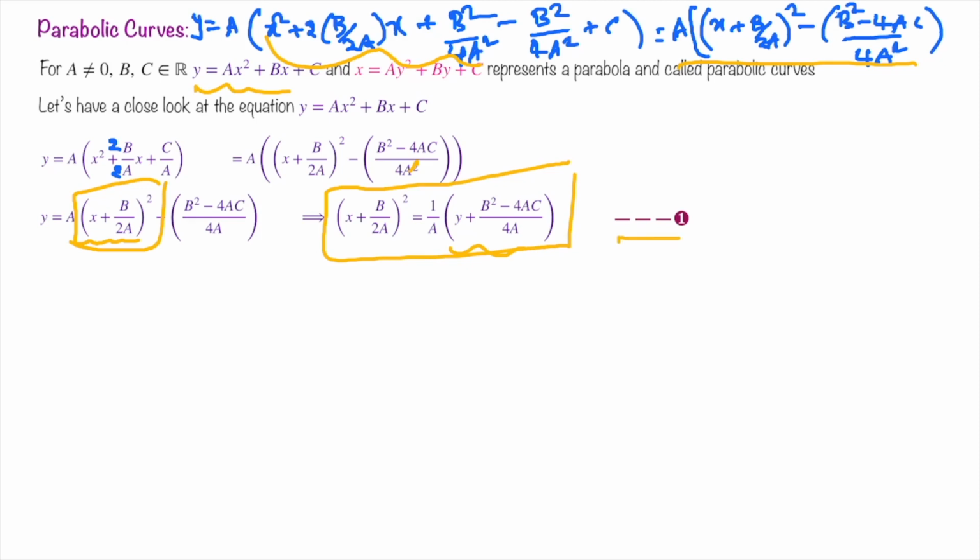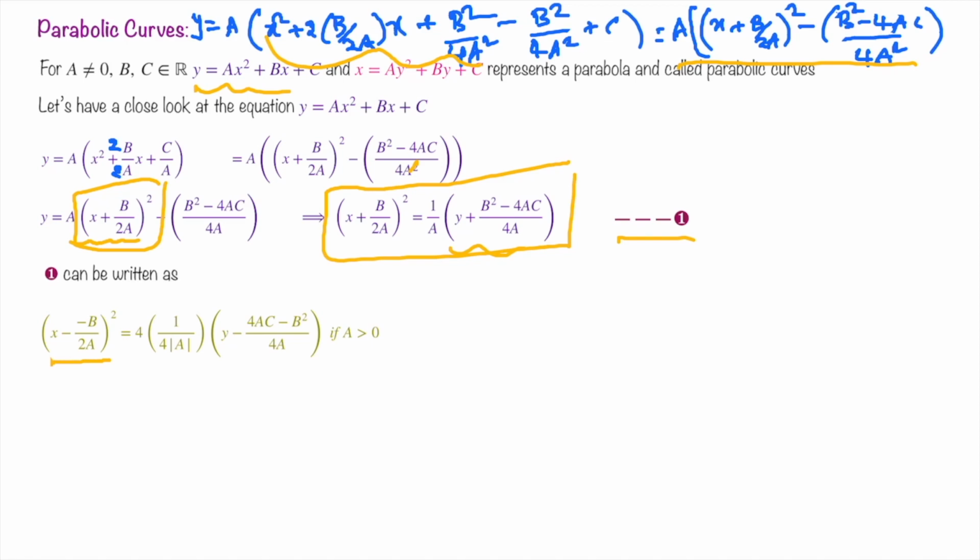Let me call it 1. So this 1 can be written as x minus of minus b by 2a. I am writing the plus b by 2a as minus of minus b by 2a, so x minus of minus b by 2a whole square equal to 4 times 1 by 4 mod a. Here a is positive, so I am replacing a with mod a.